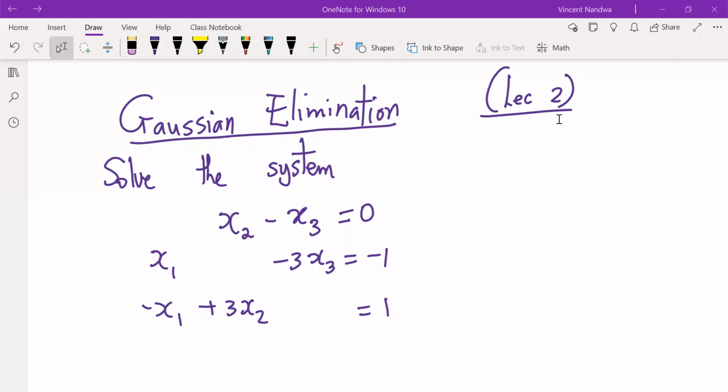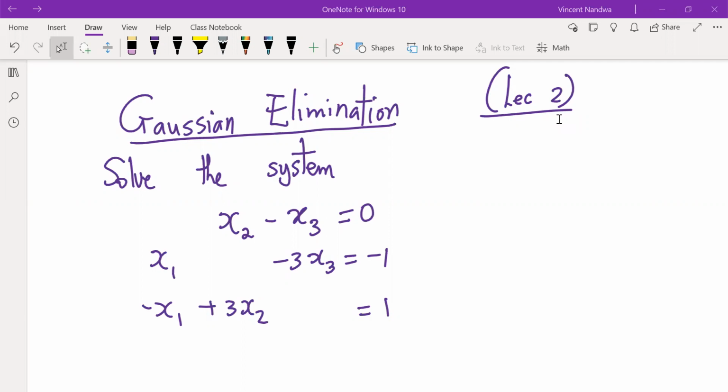Welcome back. In the previous lecture, we demonstrated how to solve a system of linear equations by Gaussian elimination. We gave the algorithm, or the steps we need to follow, and also did some examples. In this lecture, we give more examples on how to solve systems of linear equations by the Gaussian elimination method.